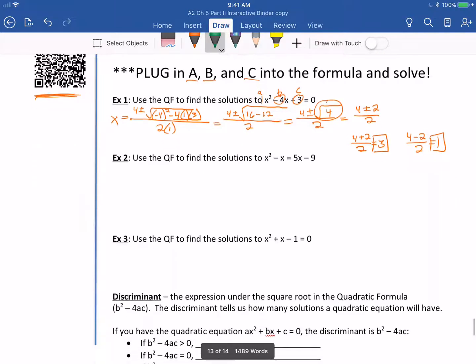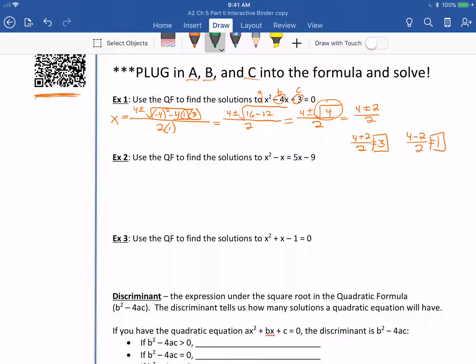Now, as we go on, use the quadratic formula to solve this. This one's a little bit trickier because not everything's on the same side. I got a minus the 5x, I'm going to add the 5x, and add the 9 over to this side as well. So now I get x squared minus 6x plus 9 is equal to 0. You got to have it equal to 0 here. So now I have my a, b, and c to plug into this quadratic formula.